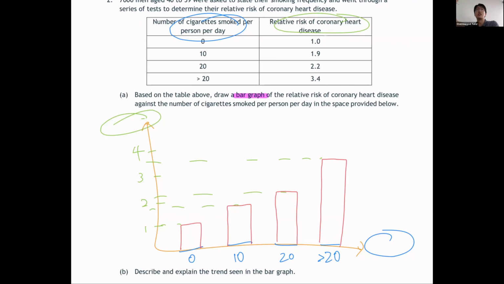That's why relative risk has no percentage. So 1.0 is your regular everyday human risk of having the condition. You top that up, you are almost twice as likely to get coronary heart disease if you smoke 10 cigarettes a day. And 3.4 times more likely. Okay, so that's how we understand this relative risk thing.